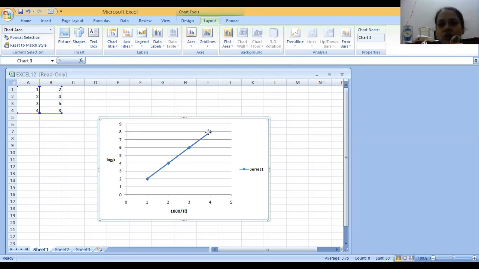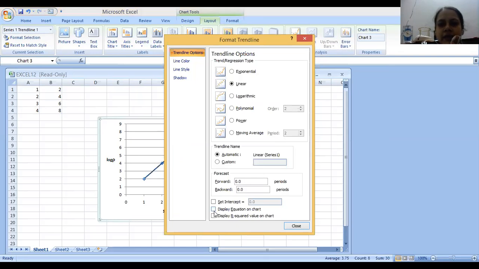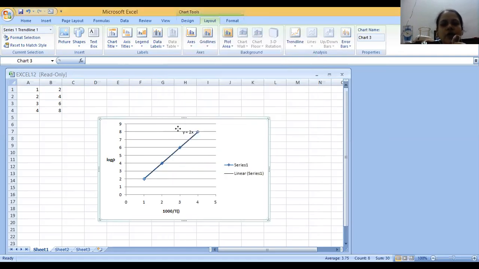So I'll tell you how to deal with it, but let's see how we find out the slope for this linear graph. So again, from layout, I'll choose the option trend line, go to more trend line options, and of course, we'll keep it to linear because the graph is linear, and display equation on chart, we'll tick it, and the corresponding equation is there in the chart. So this is the equation of a straight line, y is equal to mx plus c. Here the slope m is 2 and the intercept c is 0. So we have found the slope of the graph to be 2 in this case.